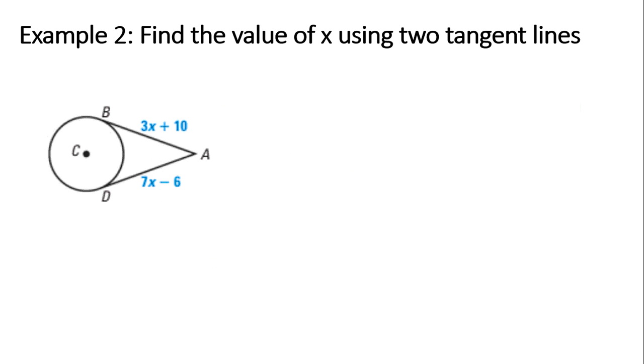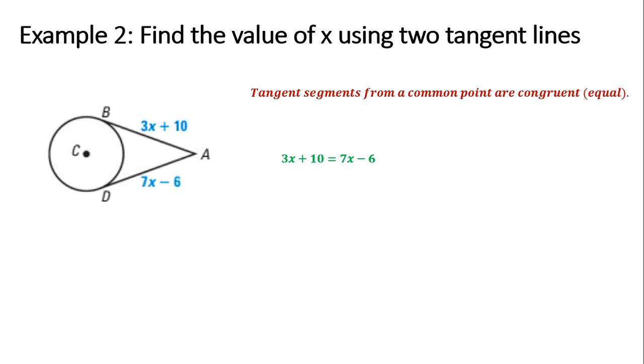In our second example, we're going to find the value of x using two tangent lines. Tangent segments from a common point are congruent or equal in measure. So both of these tangent lines start at point A. That means that they are congruent. So we're going to be able to set these expressions equal to each other. 3x plus 10 equals 7x minus 6. And then we're going to use inverse operations to solve for x.